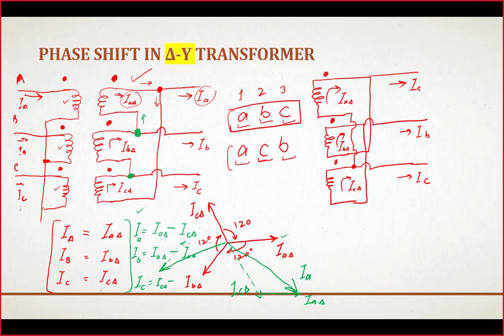Here at this node, IC is flowing towards the node, and this IB delta is flowing away from the node. So on the diagram, here is a minus IB delta. We add IC delta and minus IB delta by using the head to tail rule. Here is this IB delta. When we add them together, this will be the phase IC, line IC.